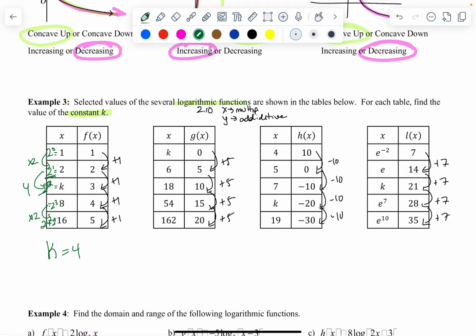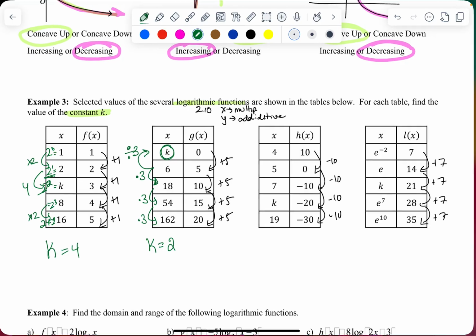Okay? All right, next up, since k is the first value, I'm going to work backwards to figure out what's happening. So 6 times what is 18? Times 3. 18 times 3 is also 54. 54 times 3 is also 162. So going backwards, obviously I have to divide by 3 to get k. So k in this case is going to be 2.